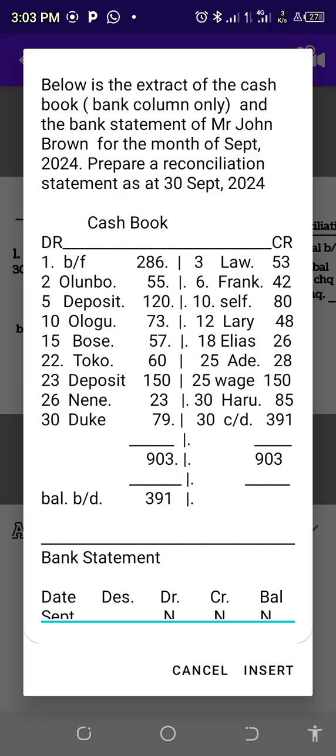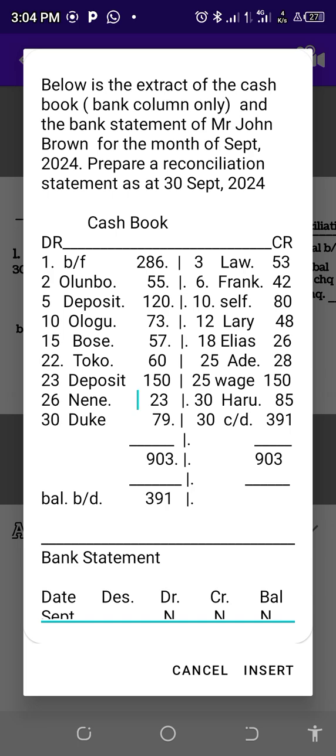Lest I forget, there are four ways of asking questions under bank reconciliation. The first question type is to produce the cash book and the bank statement, and they will ask you to do the reconciliation, as in the case of this example. Another type is that they will give you the balance of the cash book and the balance of the bank statement and other information for you to do the reconciliation. That is the second type.